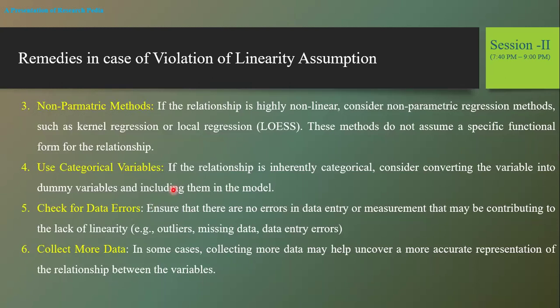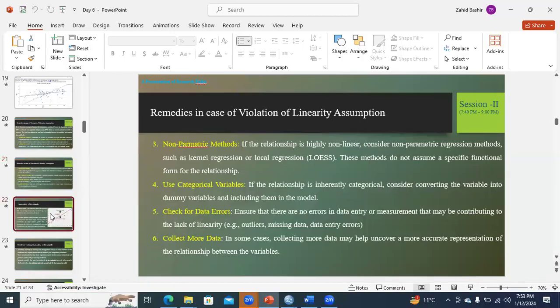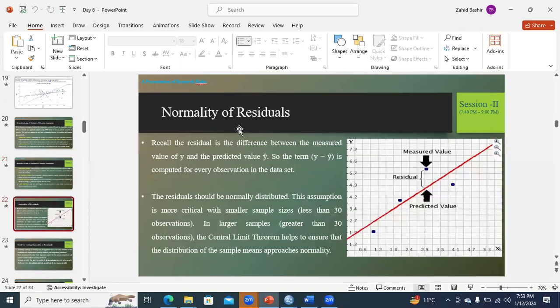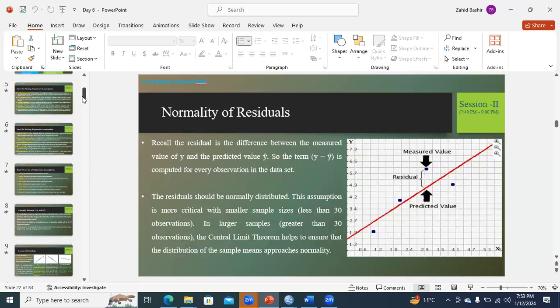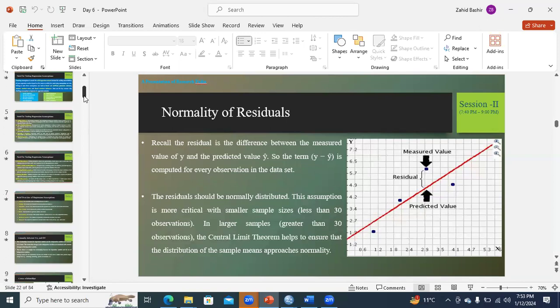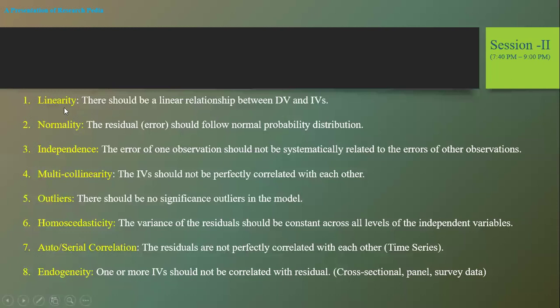All right. I was letting you know the remedies in case the linearity assumption is violated. Now, let's move to the second assumption, which is normality of residuals. In the first assumption, I let you know that there should be a linear relationship between your IV and DV. These were basically the basic assumptions. The first assumption was there should be a linear relationship between DV and IV. If the assumption is violated, we may have some remedies.